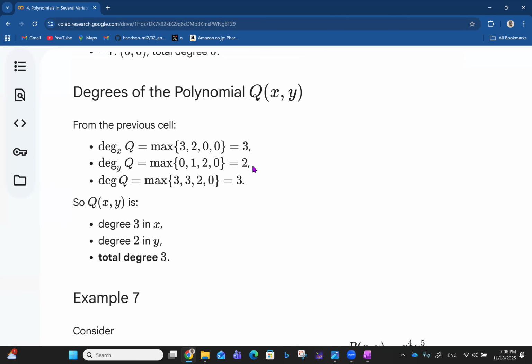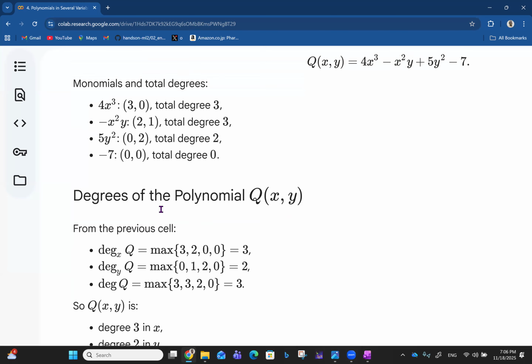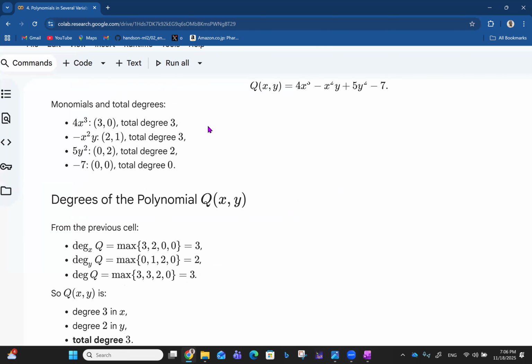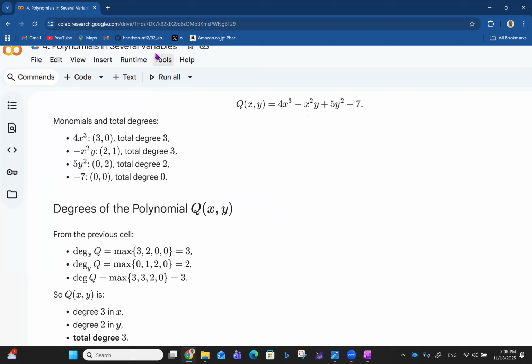Okay? So we'll talk about the degrees of the polynomial q of x, y now. Oh, that's the same thing we are saying. From the previous cell, the degree of polynomial q in terms of x will be the maximum of 3, 2, 0, 0. So that's 3. The degree of polynomial q in terms of y will be the biggest of 0, 1, 2, 0, which is 2. And the degree of the overall polynomial q will be the biggest of 3, 3, 2, 0, which is 3.